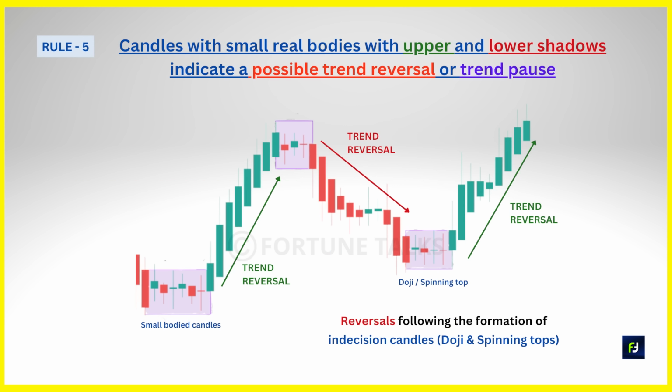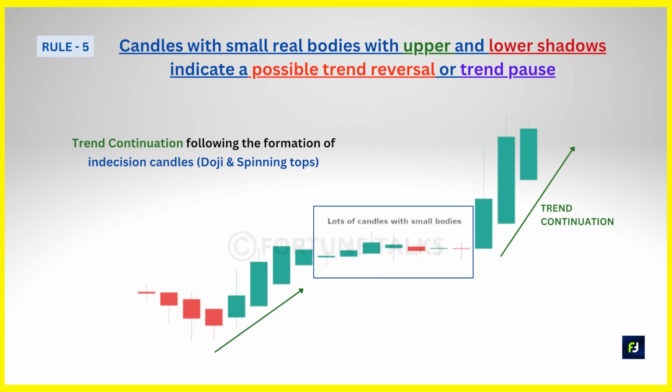Now the final rule, or rule number 5, is that candlesticks with small bodies showing upper and lower shadows indicate a possible trend reversal or a trend pause. These are indecision candlesticks. Doji-like candles with both upper and lower shadows are possible turning points or reversal points, or the dojis or spinning tops could even appear during price congestion or trend pullback areas where the price momentum is weak, and further the price might continue in the previous trend direction. So either way, confirmations are required before considering a trend reversal signal.